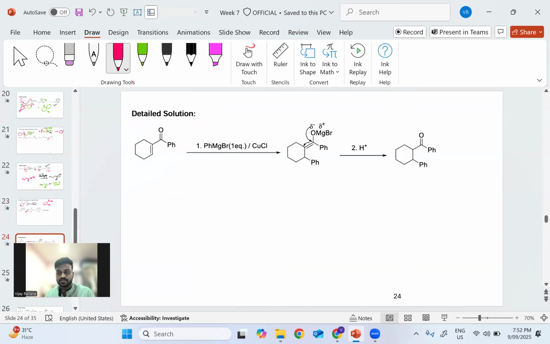So you can see this is the reaction mechanism, and this is only because of this copper chloride. If the copper salt is absent, let's say you don't have such copper salt, at that time the reaction will be like this.